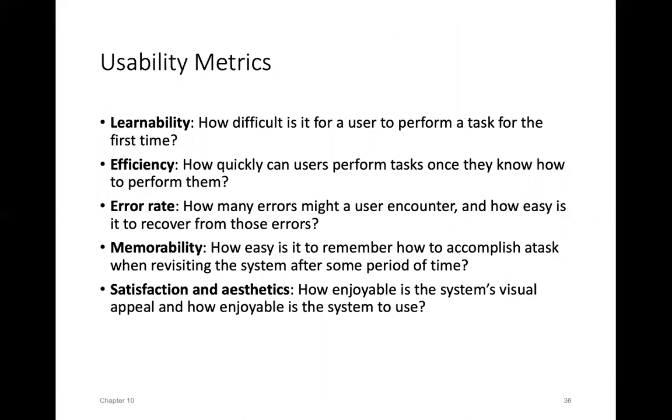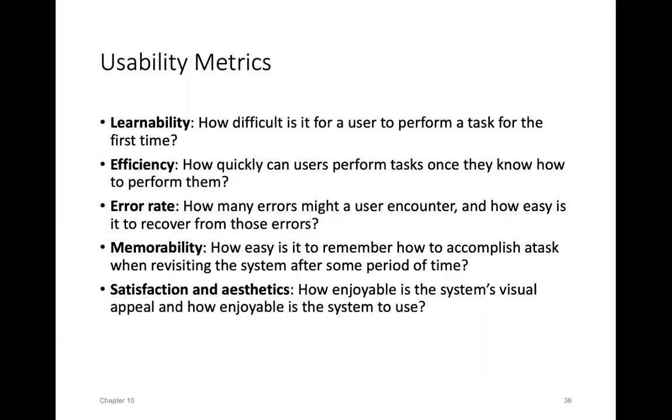And then we have our metrics. How do we measure usability? We measure it using these five metrics: learnability, efficiency, error rate, memorability, and satisfaction and aesthetics. You can do a poll, a survey, or Likert scales, for example on a scale of 1 to 10.